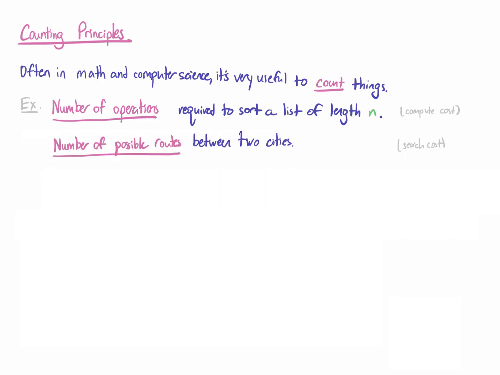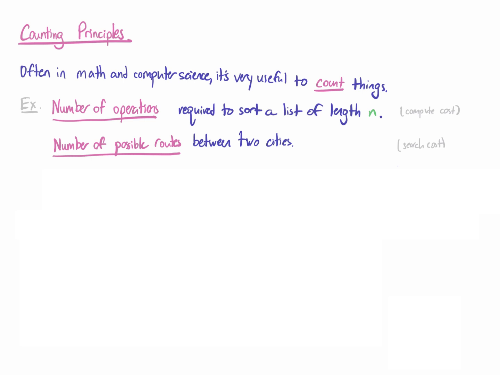Another application of counting is when we ask ourselves, how hard is it going to be for me to, for example, find the best route between two cities? I might need to search through the possible routes between two cities. So if I want to find some kind of best solution to a problem, well, not always, but often, I might need to ask myself, how many possible solutions are there? What's the space of all possible solutions that I need to search through to find the best ones? Sometimes we call this a search cost.